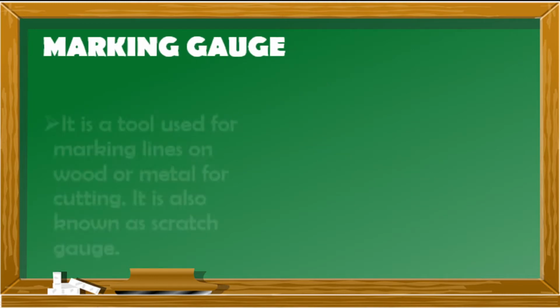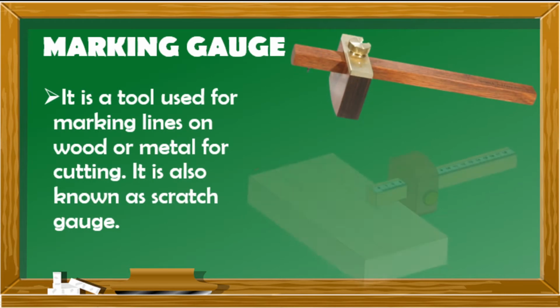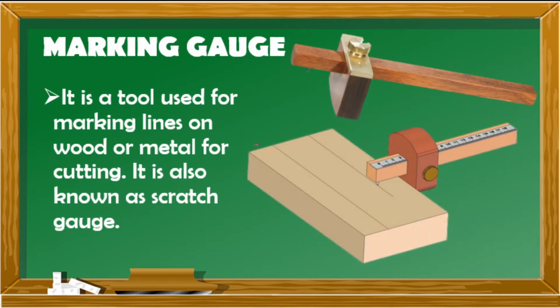Next, marking gauge. It is a tool used for marking lines on a wood or metal for cutting. So, it is also known as a scratch gauge. So, ito yung example natin. So, yung pinaka endpoint niya, meron siyang pako dyan or either pointed na metal or pwede rin na pencil. So, nalagay siya sa pinaka-edge ng either metal or wood.